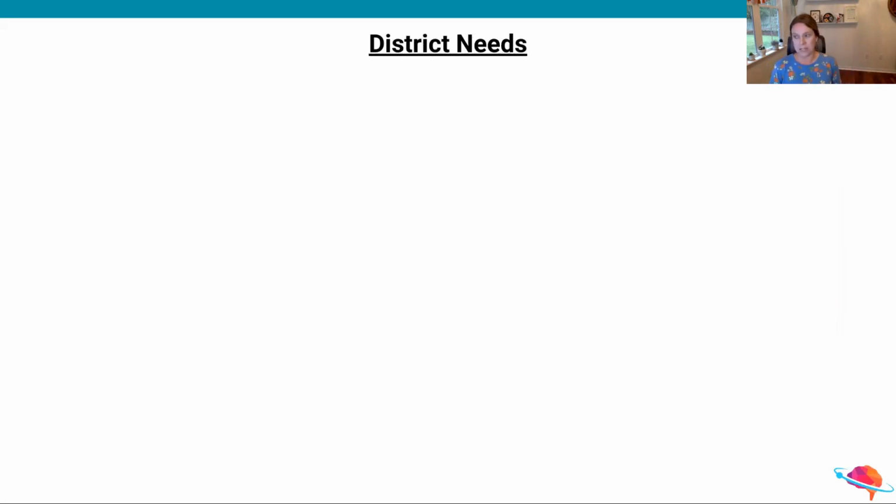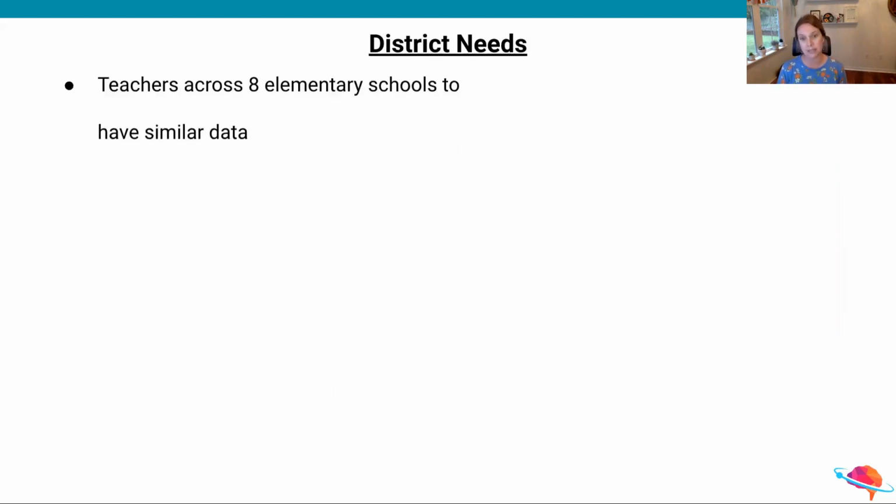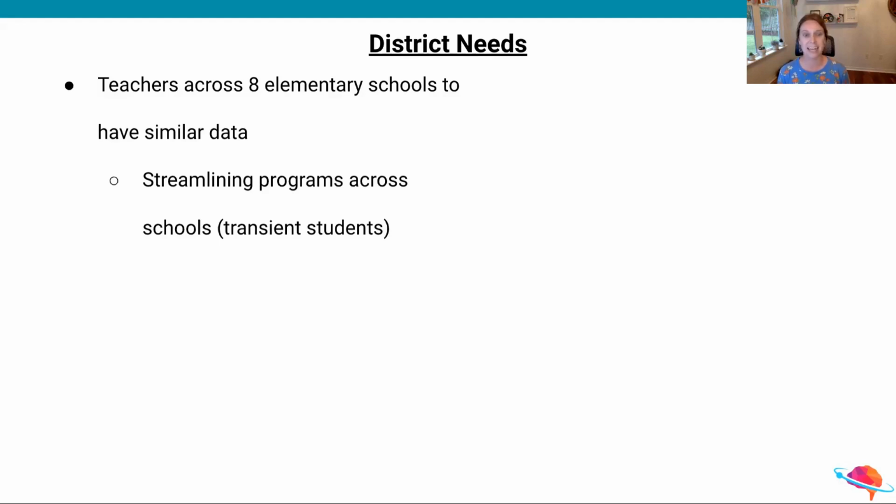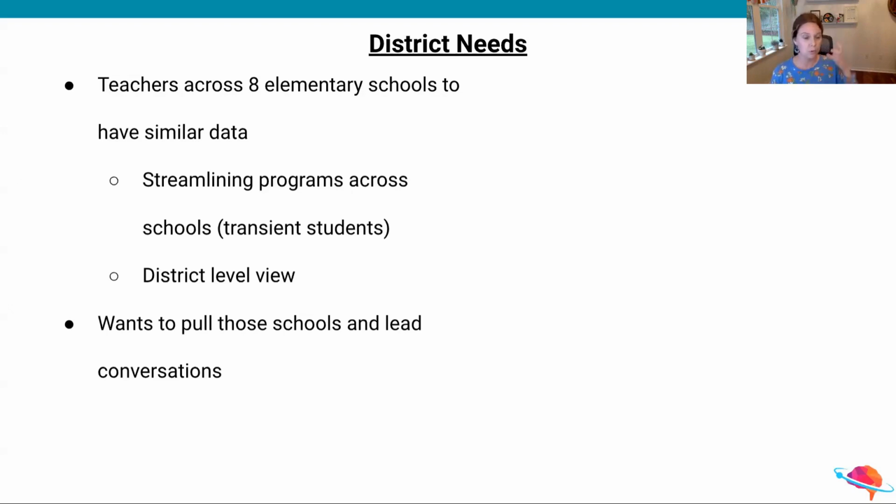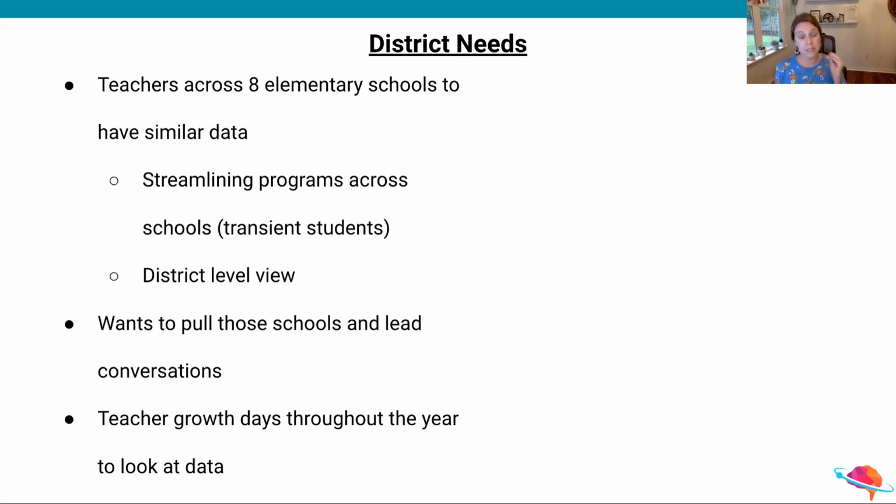So the next part of our story here is talking a little bit more about the district needs now that we see a little bit of this context. Specifically in this district, they had 8 elementary schools, because our story today is going to start with 4th grade. They were really wanting these elementary schools to have more similar data to connect these schools' work together. Specifically in this district, they have a high transient student population. So they were looking overall for ways to streamline programs across schools, so folks at the district level would be able to support those schools in a more streamlined and fluid manner. At the district level, they wanted to pull all of those schools' data and information and be able to lead conversations with those teachers using data, being able to have really specific supports for those educators, and again, through a streamlining program lens.